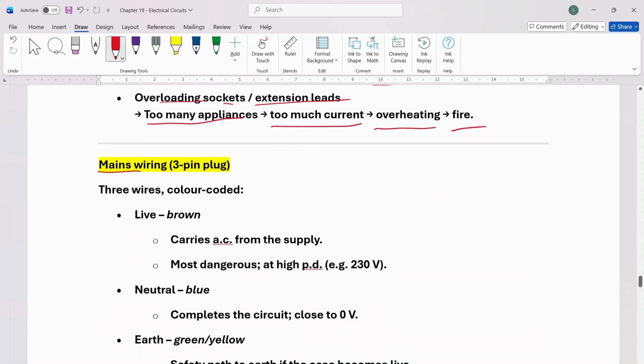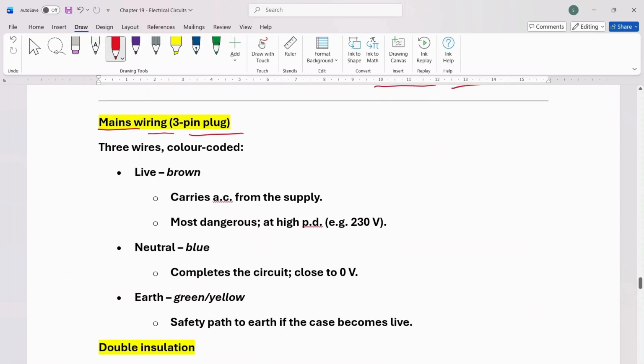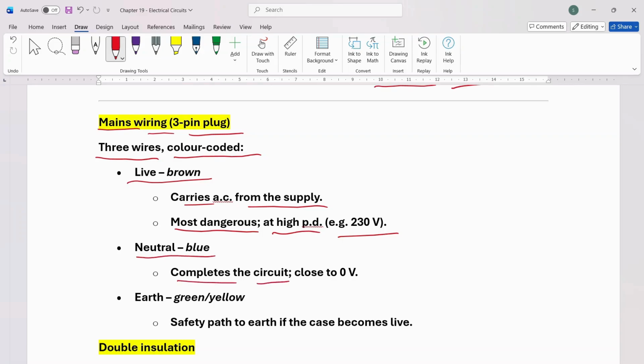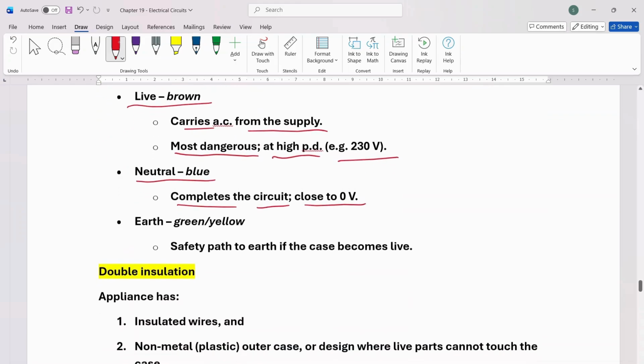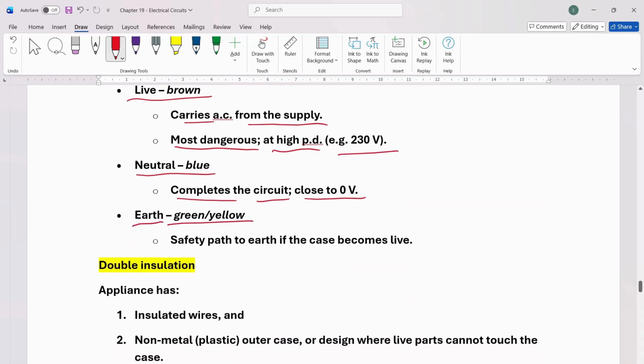Now let's discuss mains wiring, the 3 pin plug. 3 wires, color coded. If it is brown, it carries AC from the supply, most dangerous at high PD, for example 230 volts. If it is neutral, blue, it completes the circuit, close to 0 volts. Then earth, green and yellow: safety path to earth if the case becomes live.